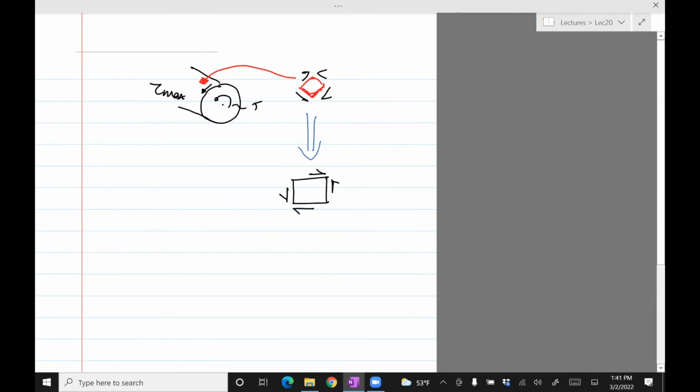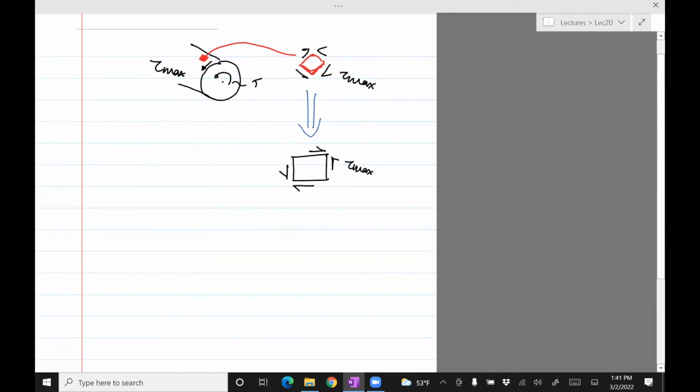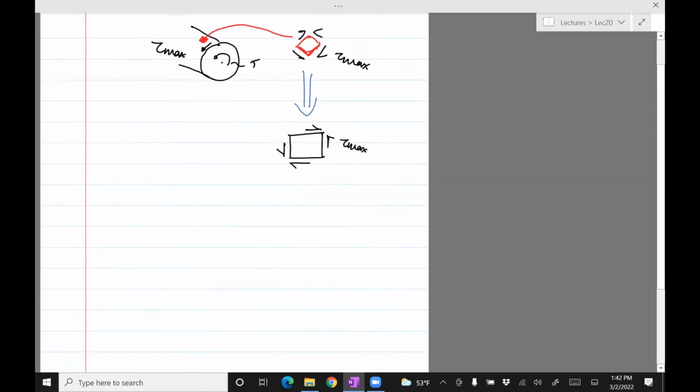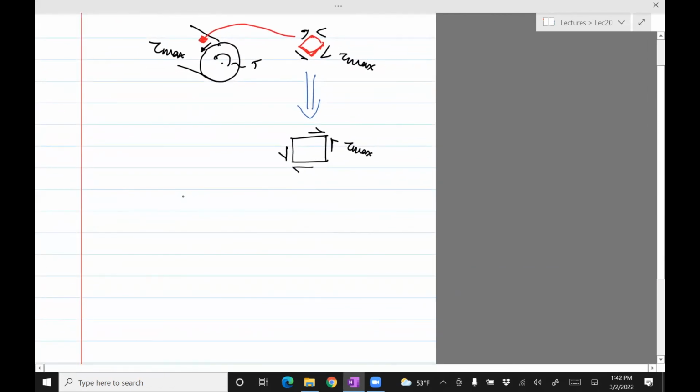Because it occurs on the outer radius of the cylinder. That's tau max. This is tau max. All of them are tau max. Okay, so once we have the plane stress element, we go back to resort to Mohr's circle to find sigma 1 and sigma 3. We've done this just a while back.